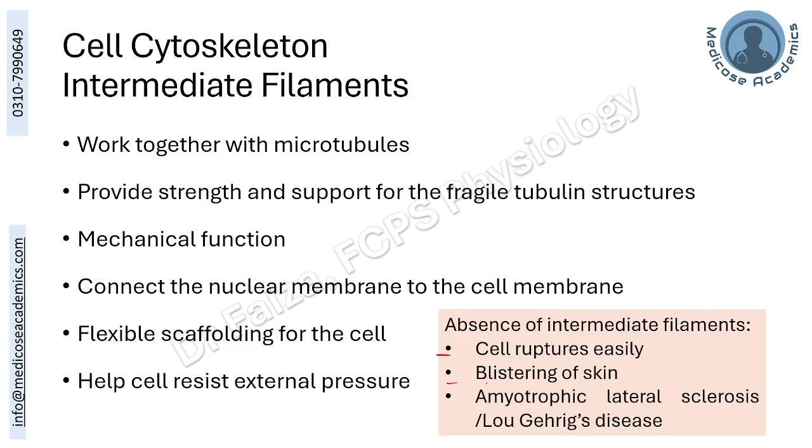That will lead to formation of multiple blisters. And one of the manifestations can be seen in amyotrophic lateral sclerosis, or we also call it Lou Gehrig disease.